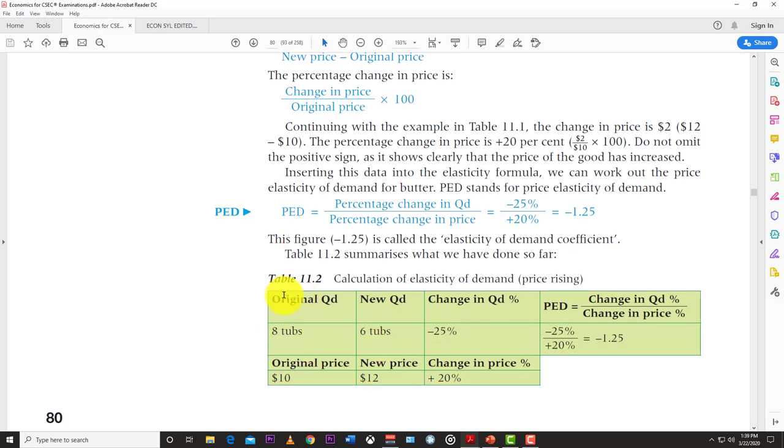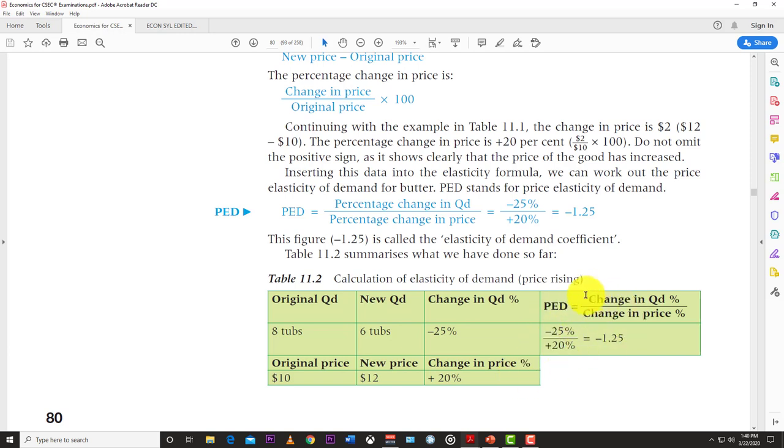Let's summarize it right here. Original quantity demanded was 8, the new quantity demanded 6. So that's a change of 25%, because it was 2 over 8: you got the negative 2 by taking the 6 from the 8. You put that over the original, which was the 8, and you got 25% change. Then you do that for the price. Original price was 10, new price 12, and so you minus that and you got the 2. You put the 2 over the 10 and you got the 20%.